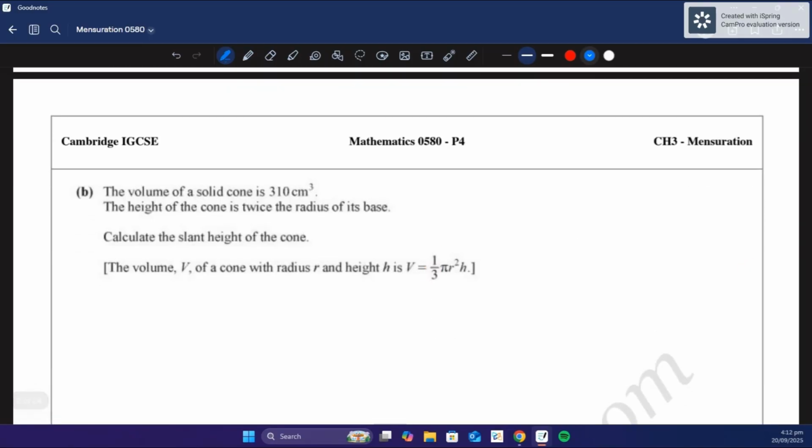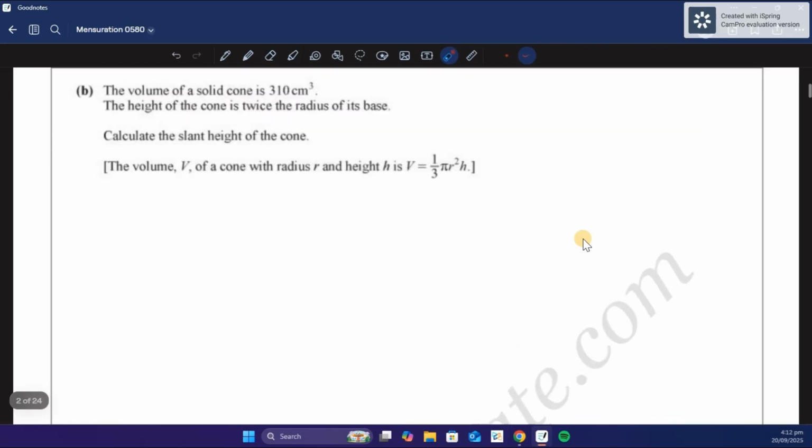Moving on to the next part, part B. The volume of a solid cone is 310. The height of the cone is twice the radius of its base. We need to calculate the slant height of the cone, and we're given the formula for volume.